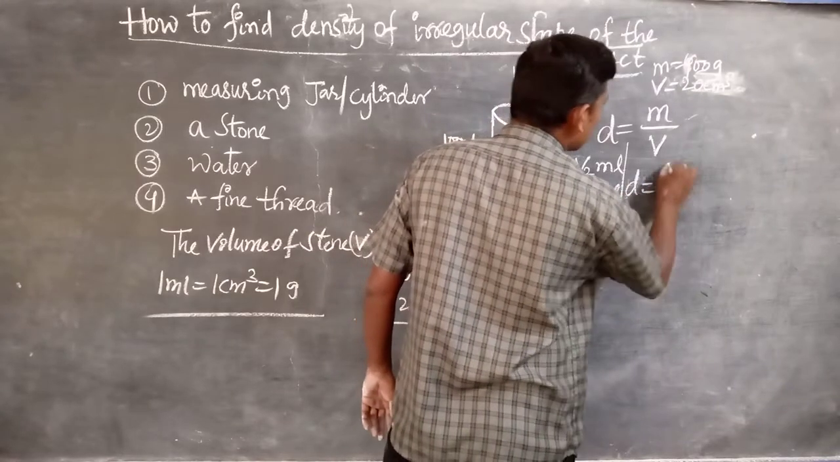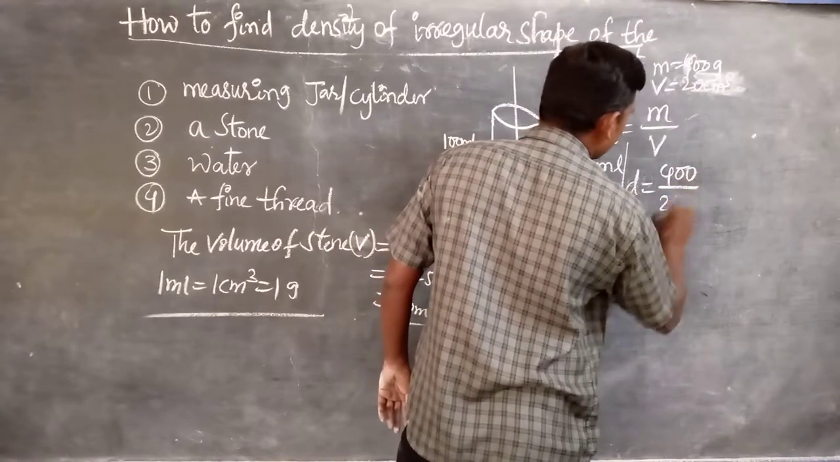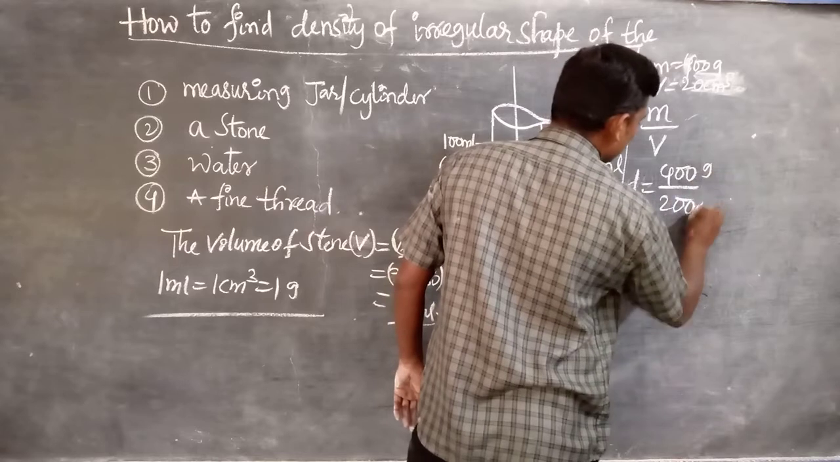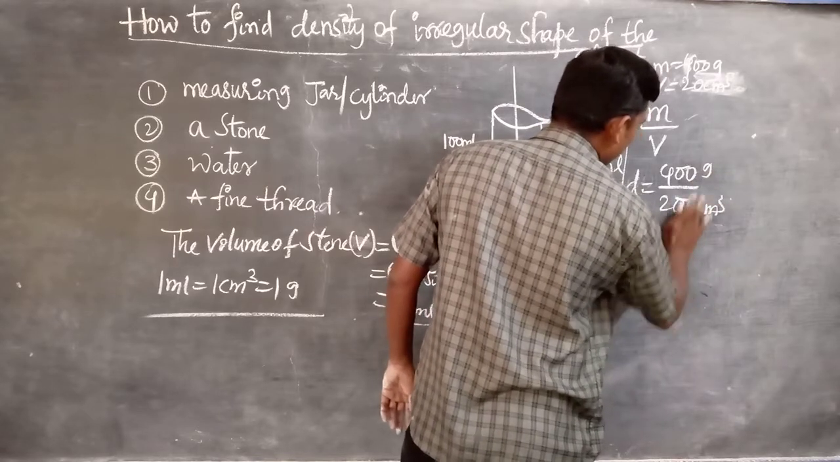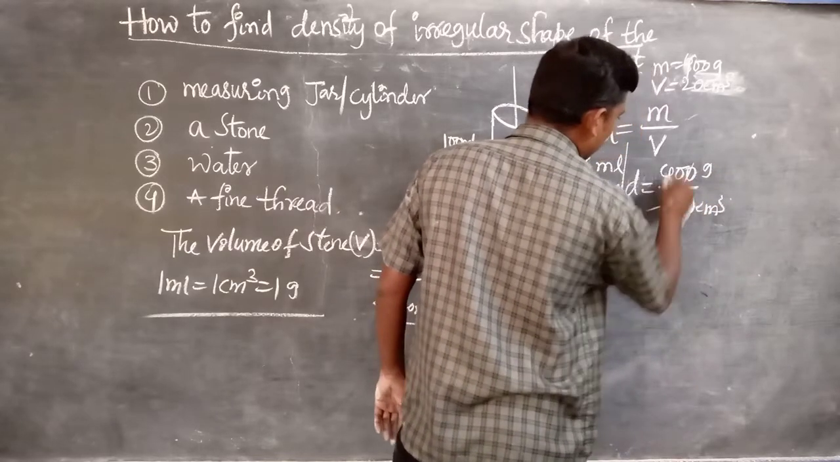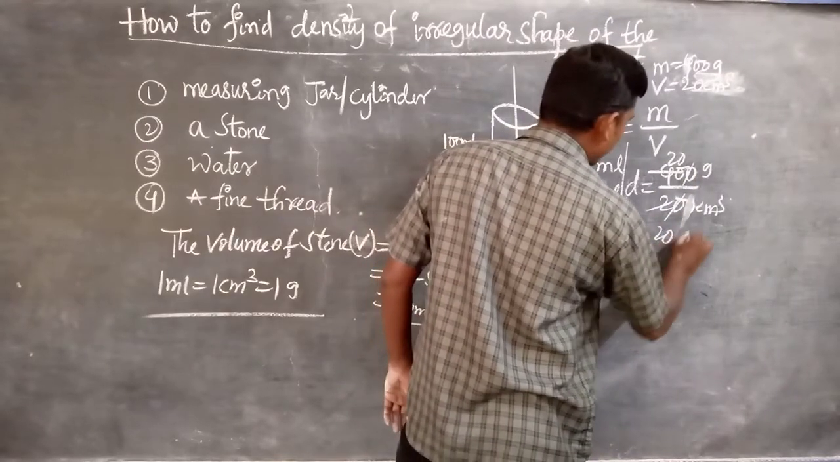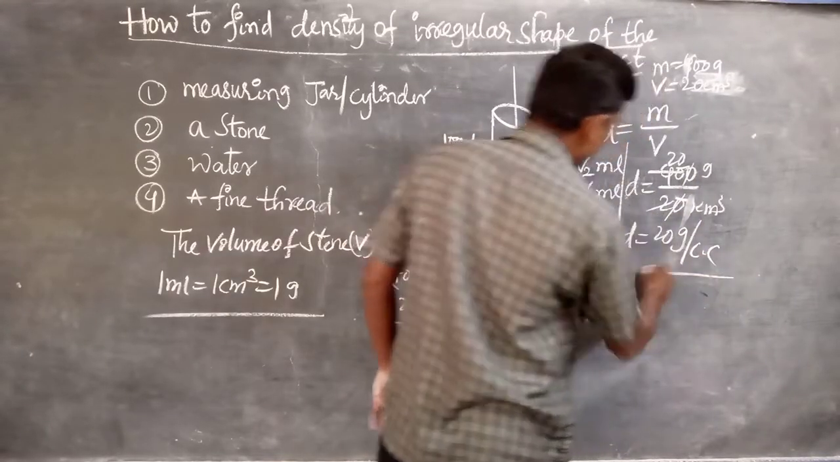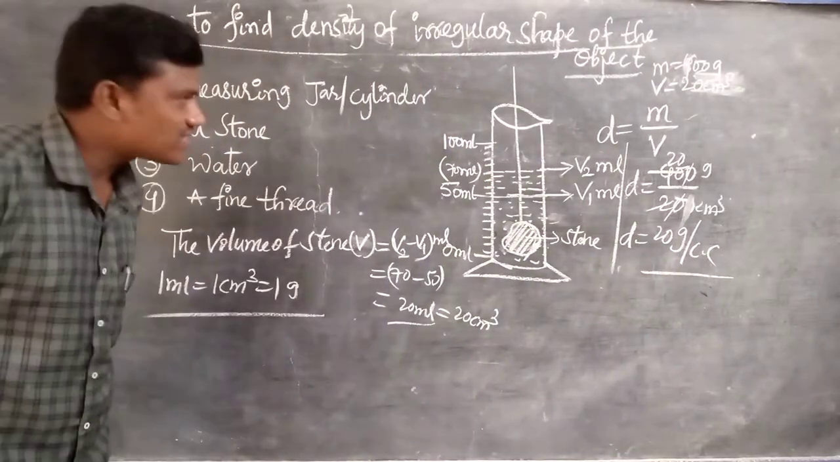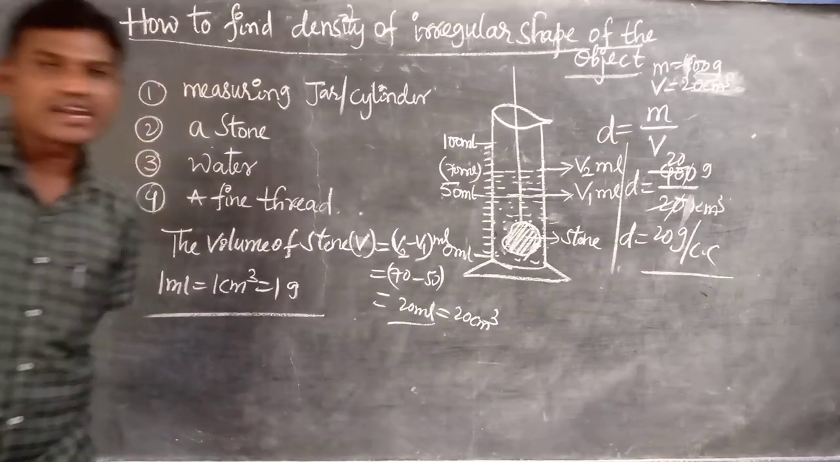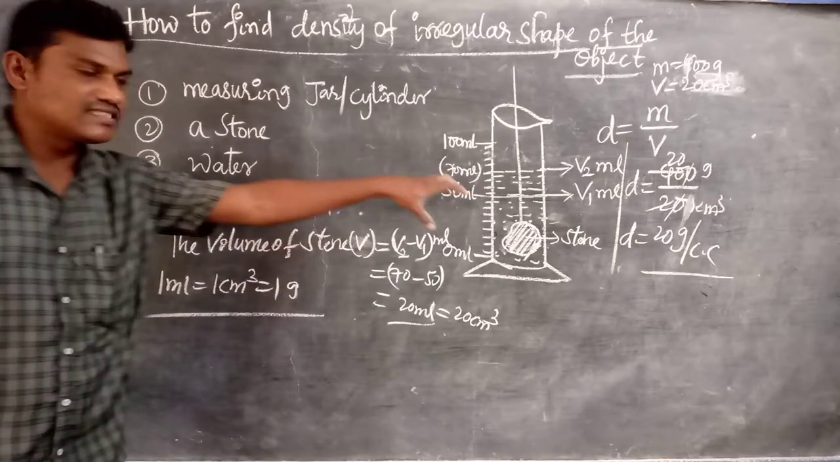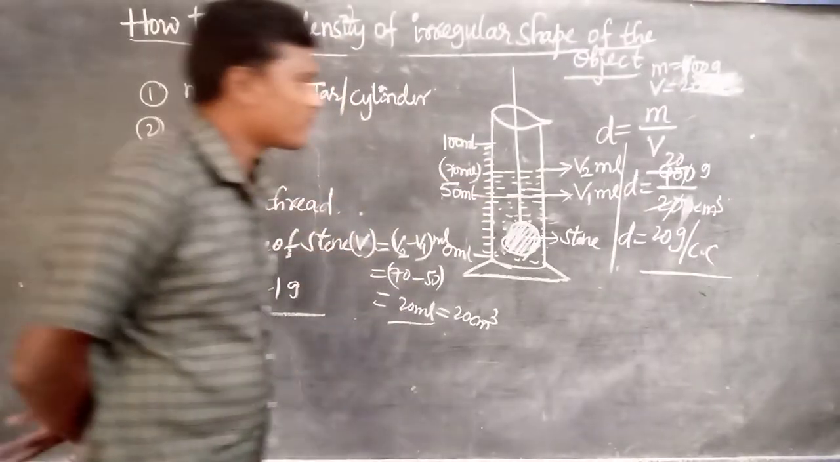D is equal to 400 upon 20 gram per centimeter cube. Sorry, 20. Zero cancels. That's why D is equal to 20 gram per centimeter cube. That is nothing but the density of the stone: 20 grams per centimeter cube. It is not an exact value, just for your understanding only.